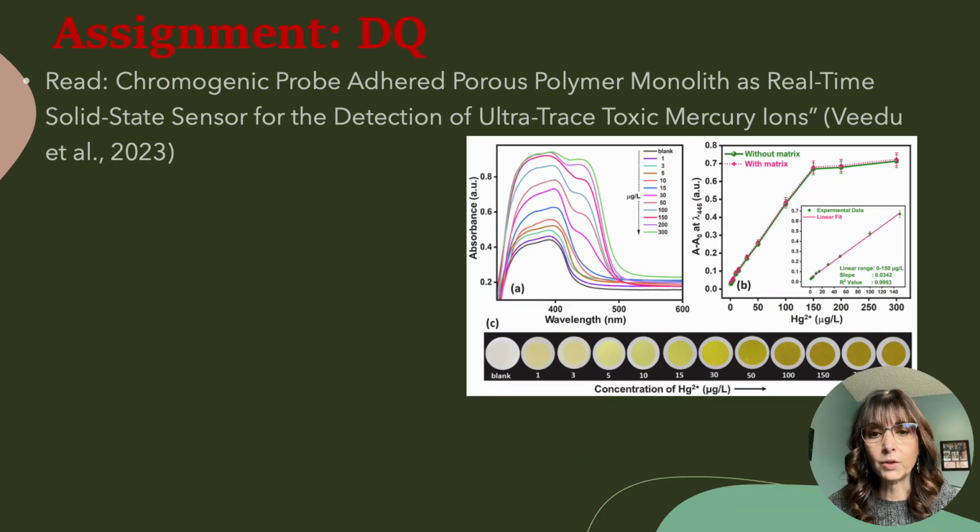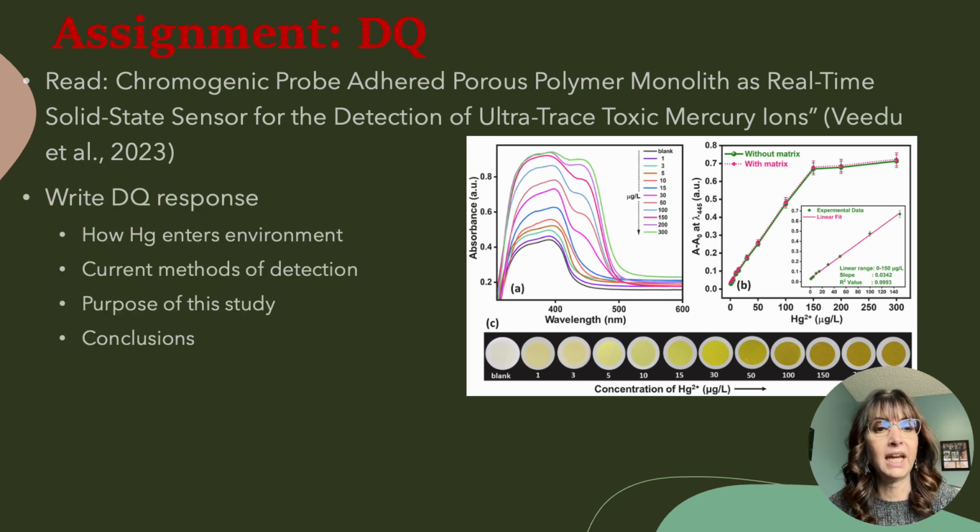Before we go any further, I want you to read a bit about mercury in the environment, its toxic effects, and how one set of researchers are trying to find a new and unique way to detect it. I want you to read this article, which can be found in Canvas, and then I want you to go ahead and do the DQ assignment you will find in Canvas.